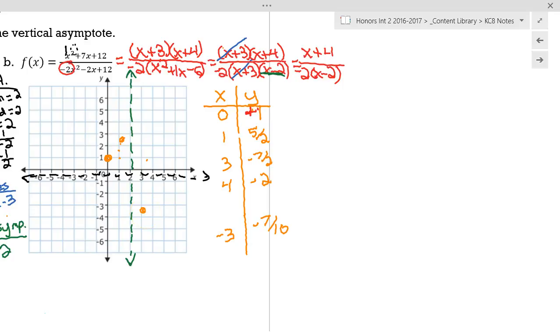4 is at -2, so that's here. And then -3, I need a hole, so an open circle at -7/10. So that means at -3, I am going to go -7/10. So it's not quite to 1, right? And I'm going to put an open circle.